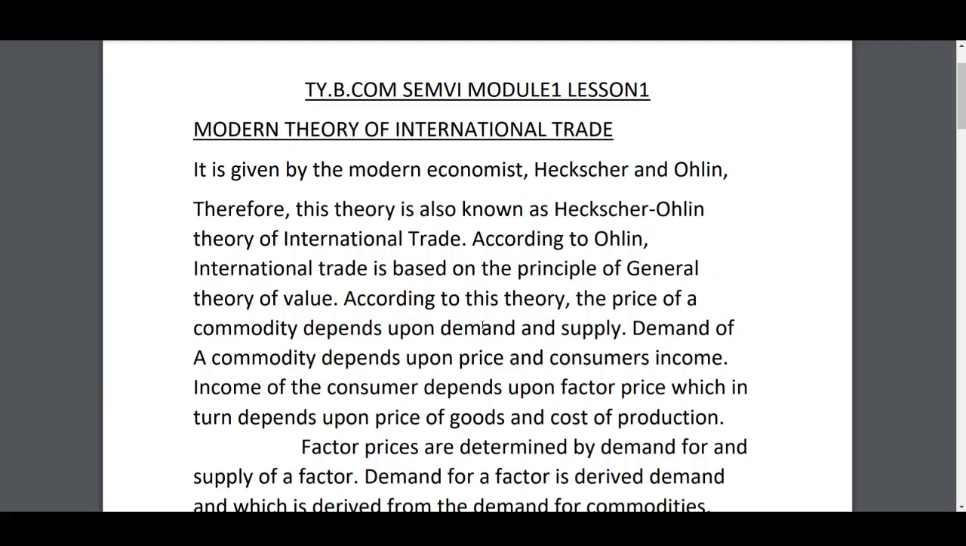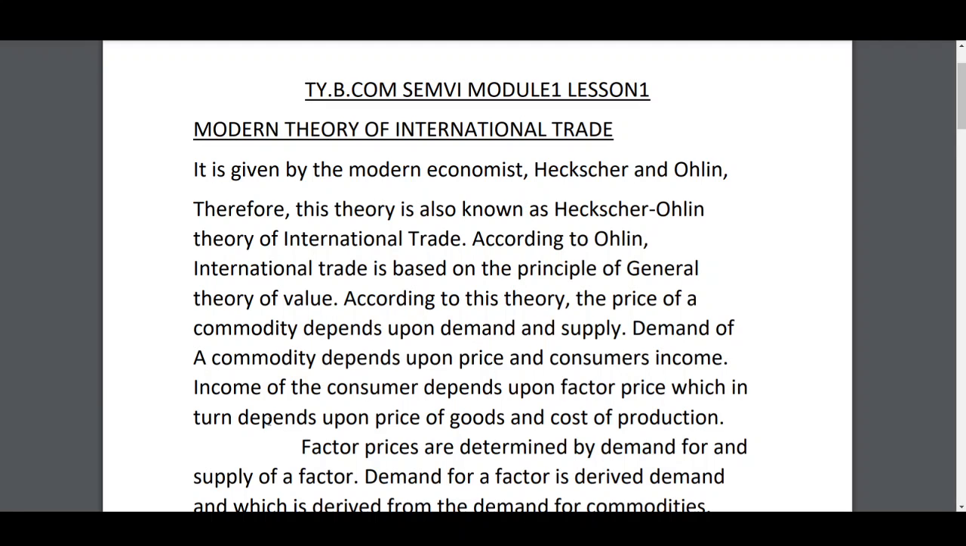According to this theory, price depends upon demand and supply of a commodity, and demand of a commodity depends upon what? Price and consumer's income. Income of the consumer depends upon factor price. What are the four factors? Land, labor, capital and entrepreneurship. The factor price means the remuneration received by the four factors. That is the income of the consumer.